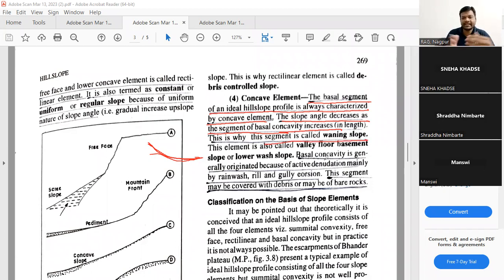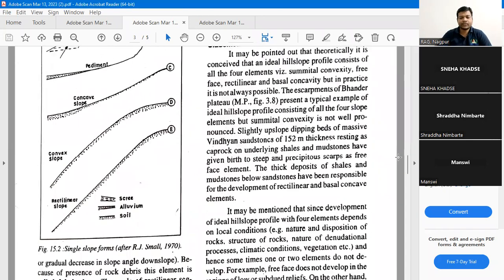Waxing and waning, in the case of increasing and decreasing, that is called the waning slope. Basal concavity is generally originated because of active denudation, mainly by rainwash, rills, and gully erosion. This segment may be covered with debris or may be of bare rock. It may be completely clear or completely covered by the debris itself. So these are the basic elements of the slope.